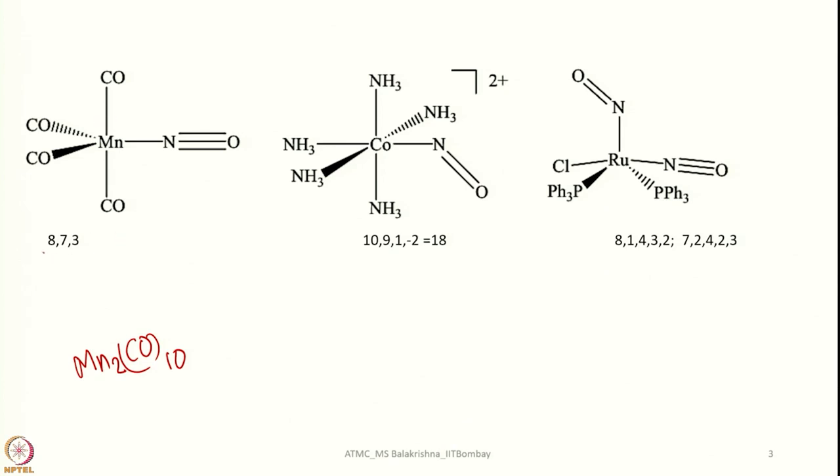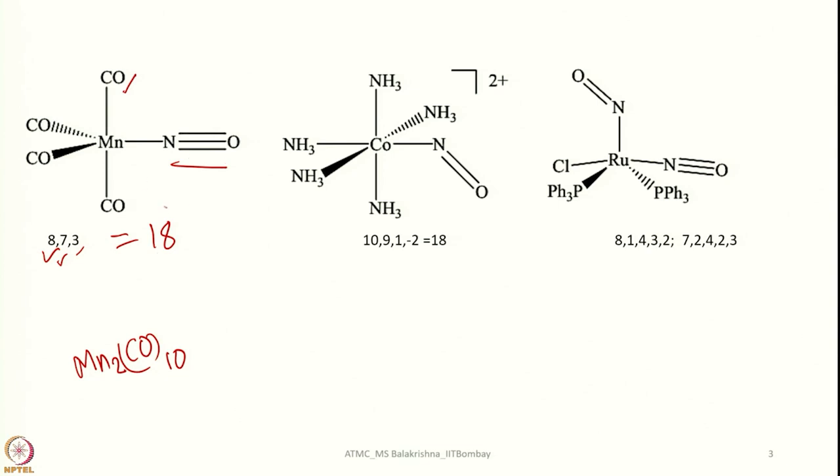We have 4 carbonyls, 8 electrons, and of course this is 3d5 4s2, 7, and then this is linear NO, 3 electrons are there, so this is an 18 electron species. Since here, in place of carbon monoxide, we have a NO, and instead of a 2 electron donor like CO, it is a 3 electron donor.